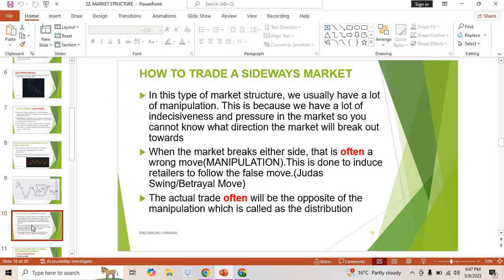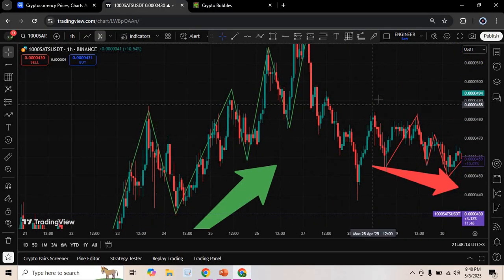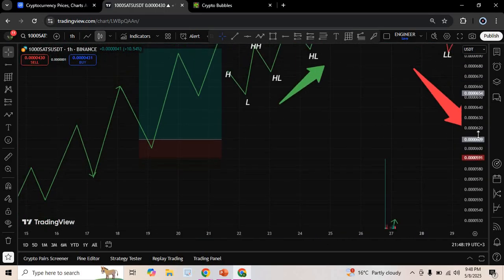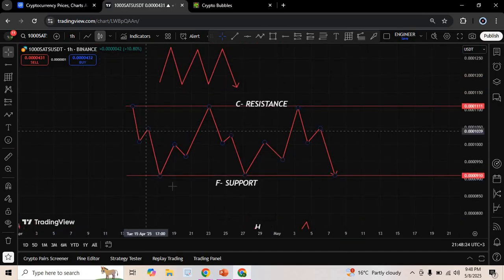So how do we then trade a sideways market or an accumulation or a choppy or a ranging market, all those terms? In this type of market structure, you usually have a lot of manipulation. And this is because we have a lot of indecisiveness and pressure in the market, so you cannot know which direction the market will break through. What do we mean by indecisiveness? Remember, it's a series of equal highs and equal lows. Right here. It's a series of equal highs and equal lows.